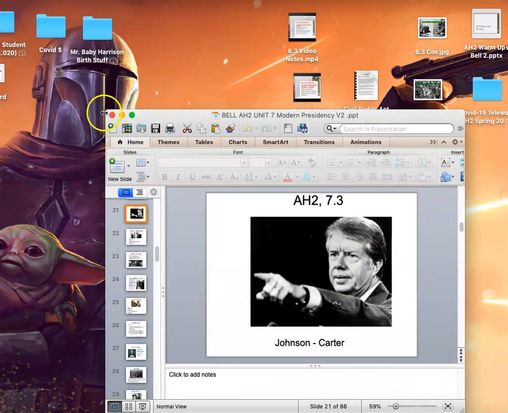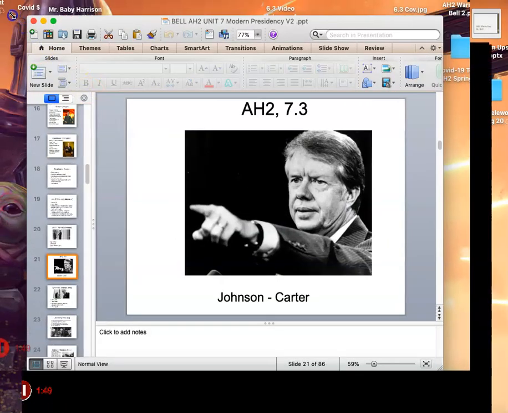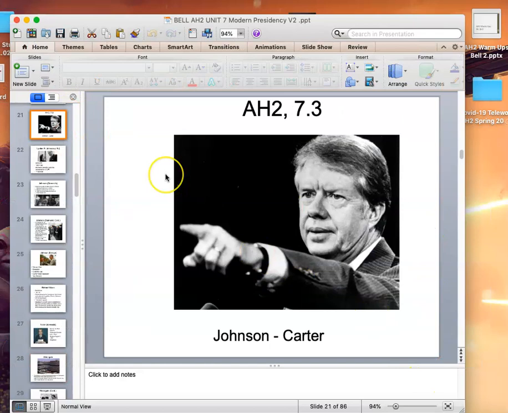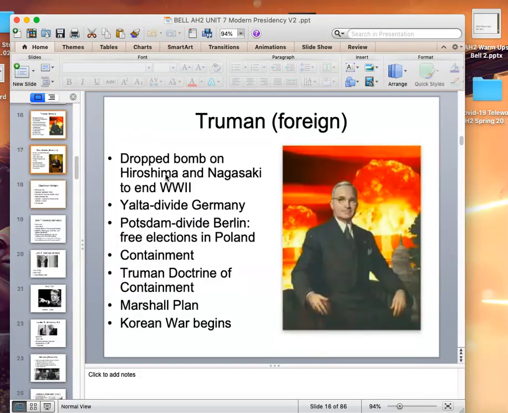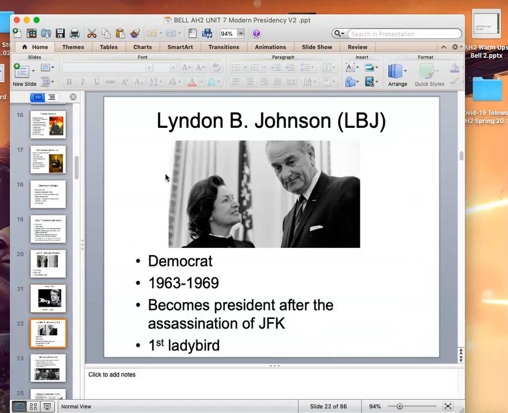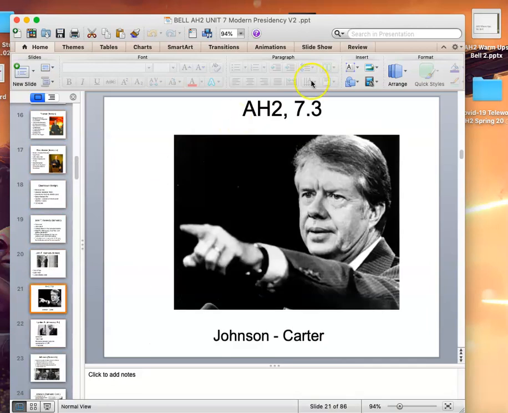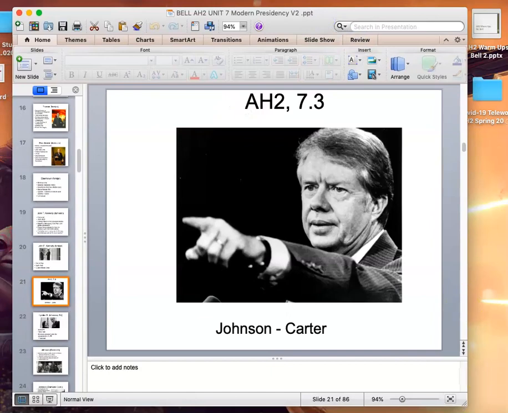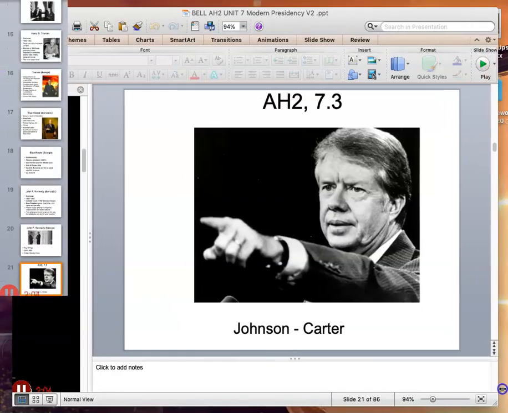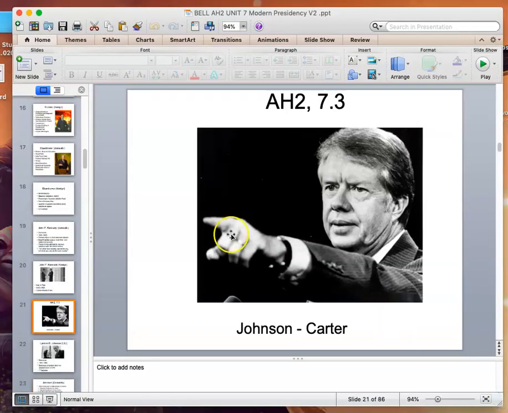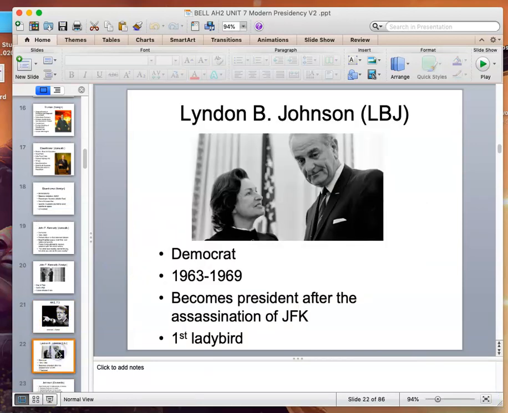It covers Johnson through Carter. We skip 7-1 and 7-2 because this stuff that we covered goes from Teddy Roosevelt through JFK, and we covered all that. So we're going to go Johnson through Carter here and cover this stuff. Some of it we will not cover because it's already been covered in previous lessons.